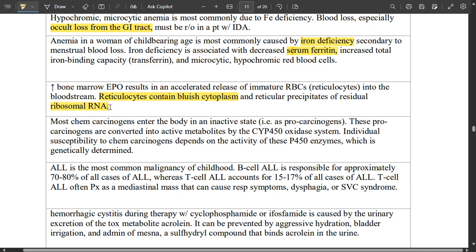So reticulocytes contain bluish cytoplasm. The cytoplasm is very blue, and there is some reticulin-like structure which is made up of ribosomal RNA. rRNA is present.